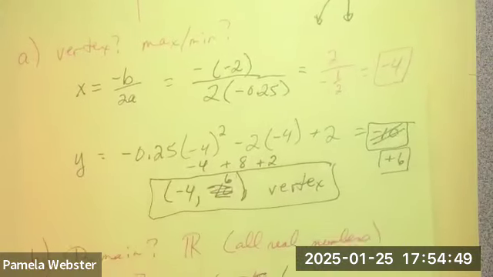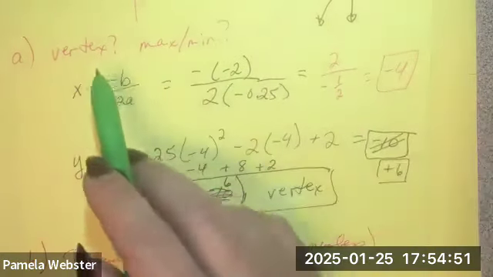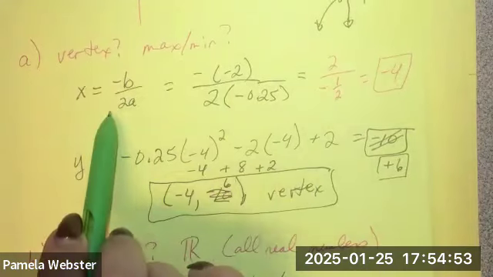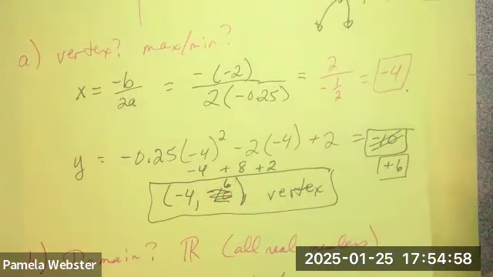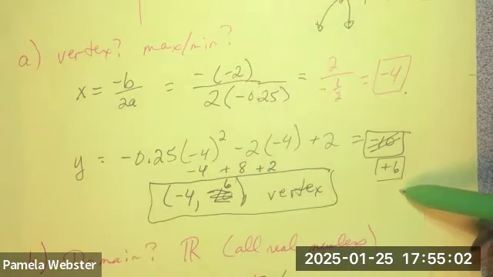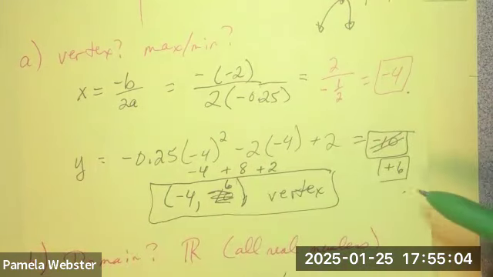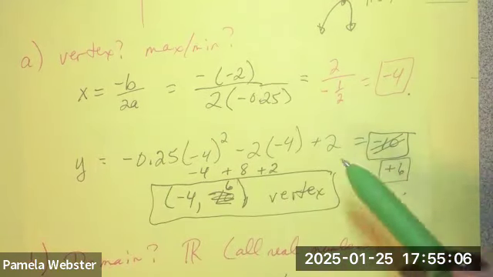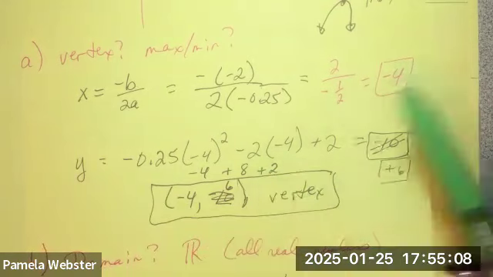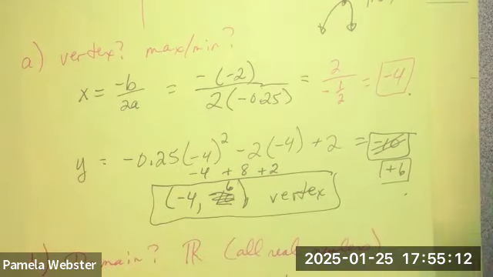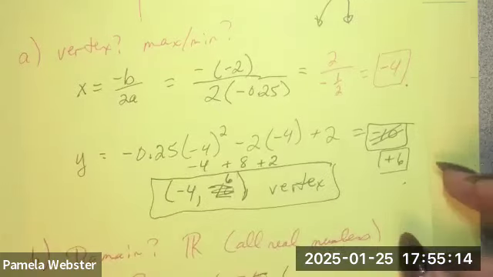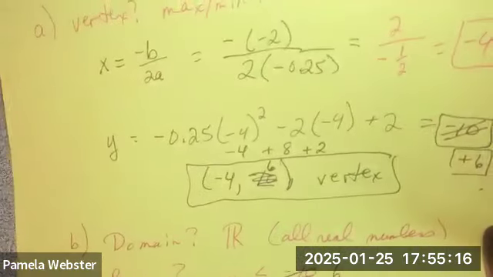And here's my work. Vertex, max or min, use the formula, plug it in, get your answer for your x, plug your x back in, and get your answer for your y. I had a little typo there, a negative issue. So I think the vertex is negative 4 and 6. And then graph that thing and see what you think it looks like. You can use your calculator.